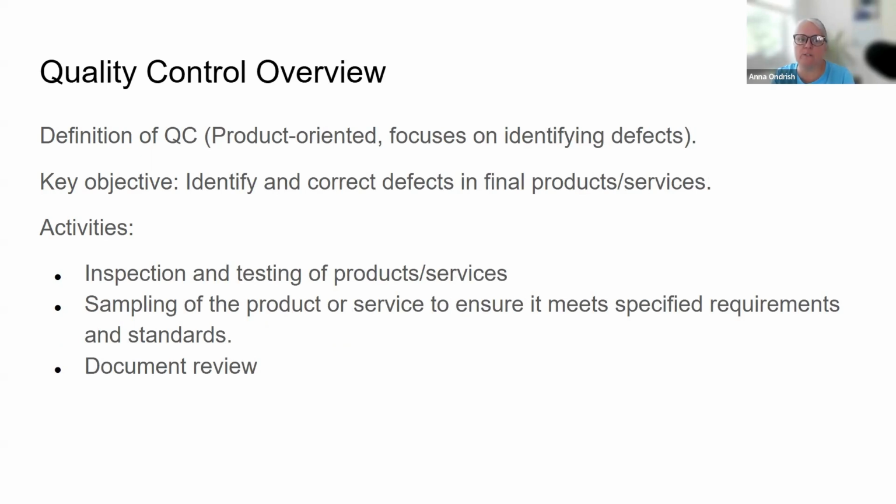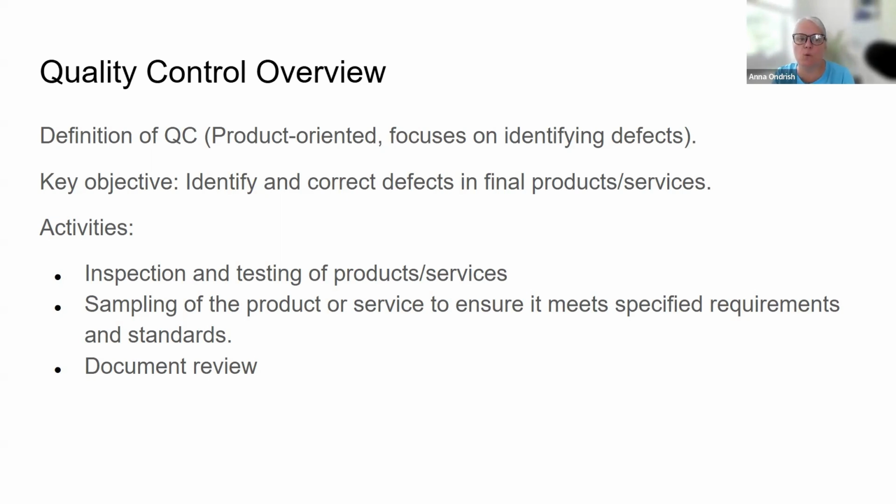Quality control is your product-oriented focus. It focuses on identifying defects. So based on those two definitions, where would testing fall? Is testing part of quality assurance or quality control? Well, if quality assurance is process oriented and quality control is product oriented, then testing would fall under quality control, because in quality control is where we want to identify and correct defects in final product or services.